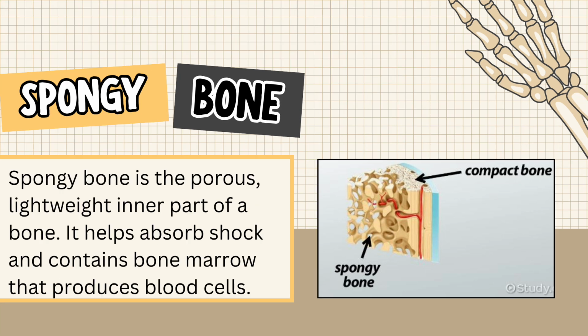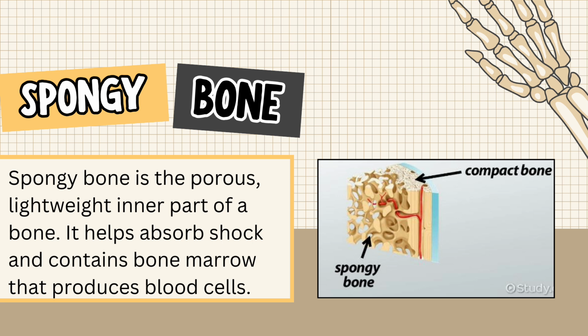Next is the spongy bone. So spongy bone is the porous, lightweight inner part of a bone. It helps absorb shock and contains bone marrow that produces blood cells.